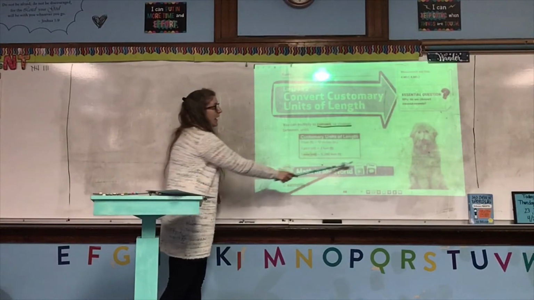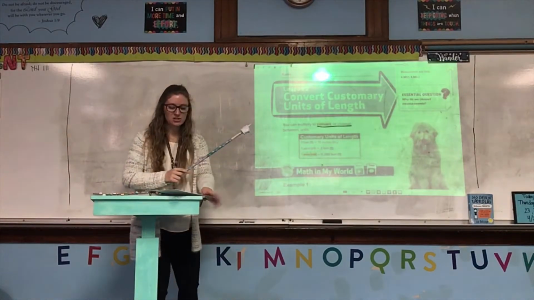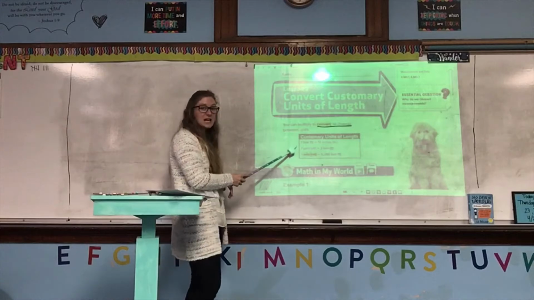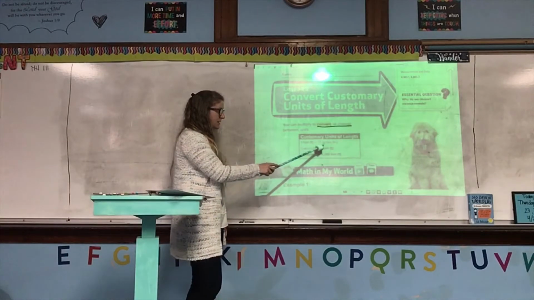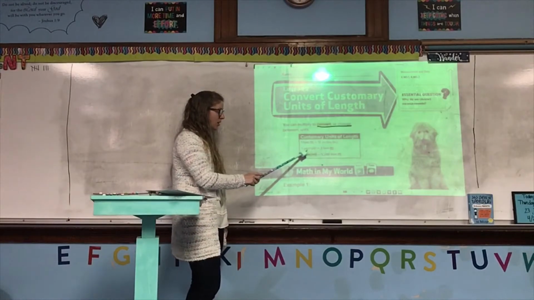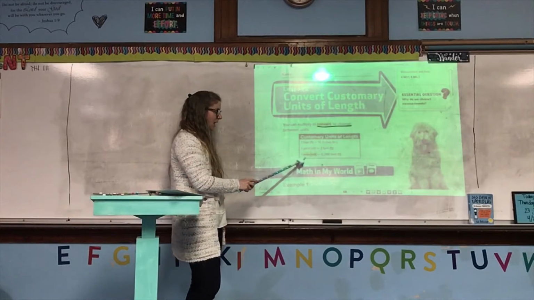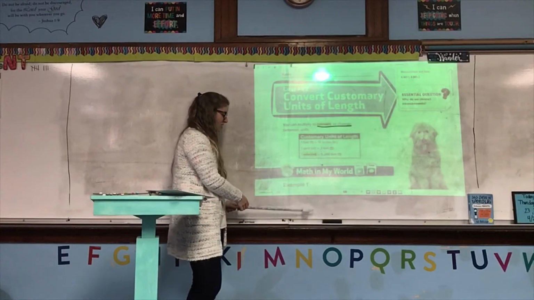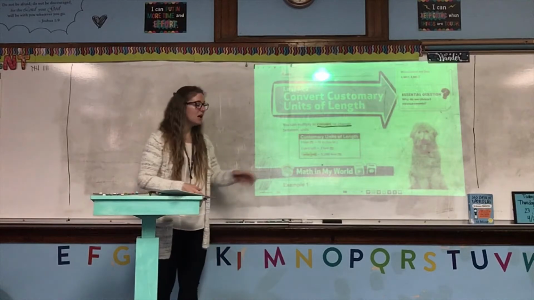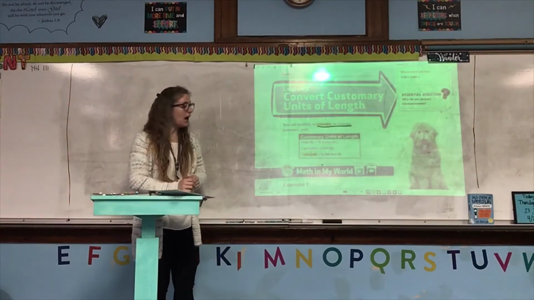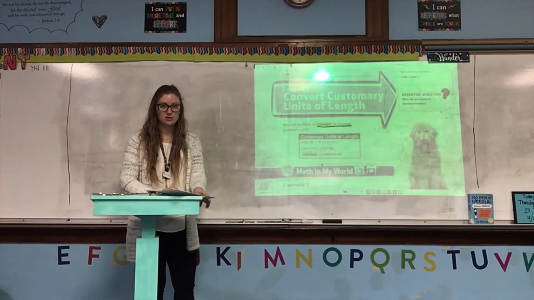Now we have another handy chart. I just thought, the other one's more fun, but this is another chart you can use. We know 1 foot is the same as 12 inches, 1 yard is the same as 3 feet, and 1 mile is the same as 5,280 feet. This one does not have yards, but you do have that on your other chart.